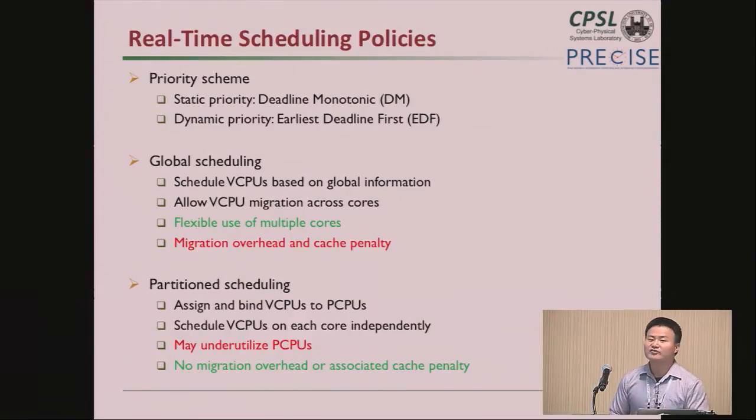When it comes to global scheduling versus partition scheduling, in global scheduling, the vCPU scheduler schedules vCPUs based on global information. It allows a vCPU to migrate across different cores as long as it's subject to the CPU mask constraint. The benefit of global scheduling is the flexible use of the underlying multiple pCPUs. However, when you migrate a vCPU, you might have some overhead and also some cache penalty.